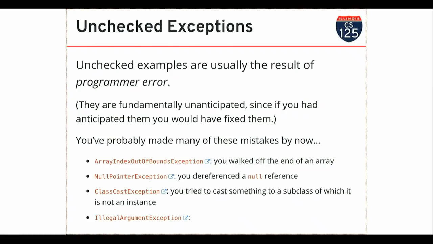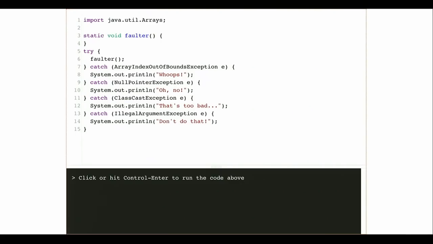What else do I have on here? Oh, illegal argument exception, you passed a bad argument to a constructor, right? This is a useful exception to throw, which we'll talk about next time. So yeah, these are out there, right? And the reason that these get generated is because you messed up. And so there's no reason to declare a function to throw these because, you know, don't declare that your function throws a null pointer exception, don't generate it in the first place, right? That's the right way to do things, okay?